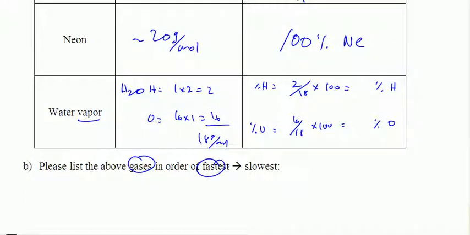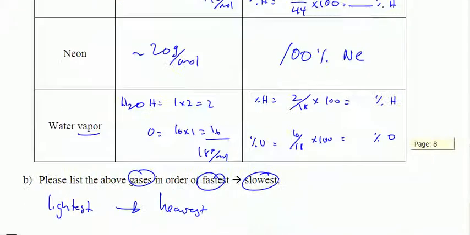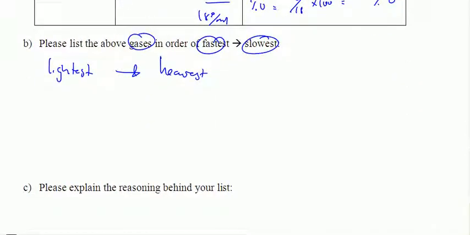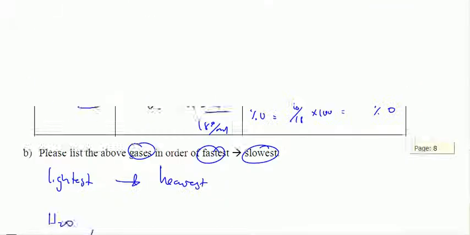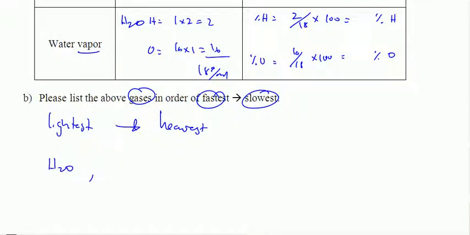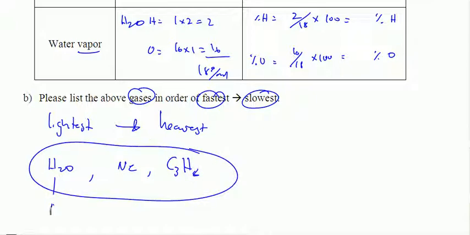Okay, fastest to slowest. So they want, in this case, lightest to heaviest. So our lightest gas in this case is going to be water, H2O. Next in line is going to be neon. And the next in line is going to be propane. Because this was 18, this was 20, and this was 44.